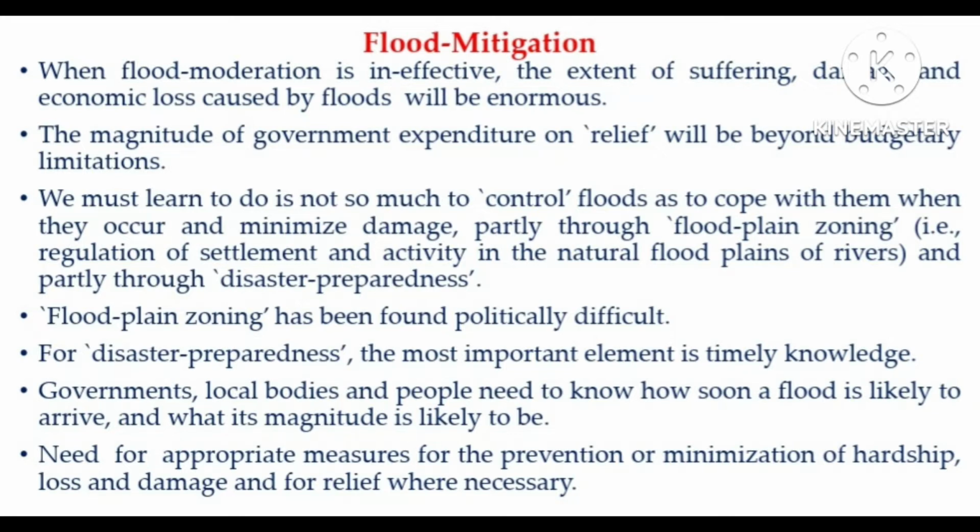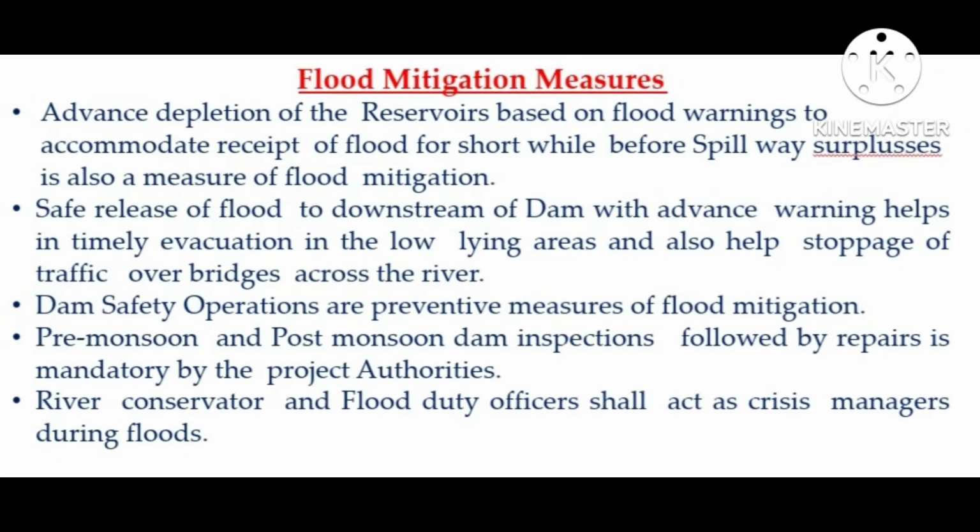Floodplain zoning has been found politically difficult. For disaster preparedness, the most important element is timely knowledge. Governments, local bodies, and people need to know how soon a flood is likely to arrive and what its magnitude is likely to be. There is a need for appropriate measures for the prevention or minimization of hardship, loss, and damage.